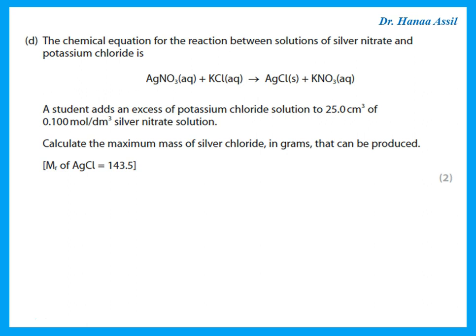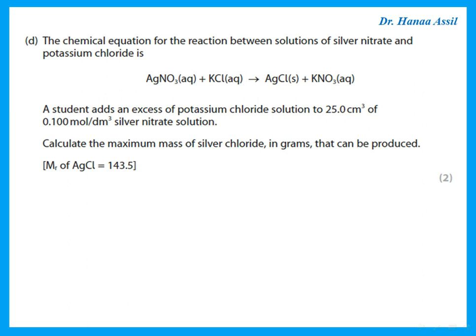Then the chemical equation for the reaction between solutions of silver nitrate and potassium chloride is this. A student adds an excess of potassium chloride solution to 25 cm³ of 0.1 mol/dm³ silver nitrate solution. Calculate the maximum mass of silver chloride that can be produced. That means calculate the mass of silver chloride that we should get from this reaction. So again, what's the first thing we should do? He gives me information about what? About silver nitrate, 25 cm³, 0.1 mol/dm³ of silver nitrate.